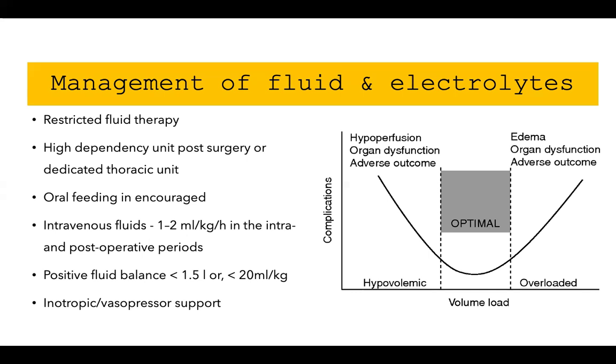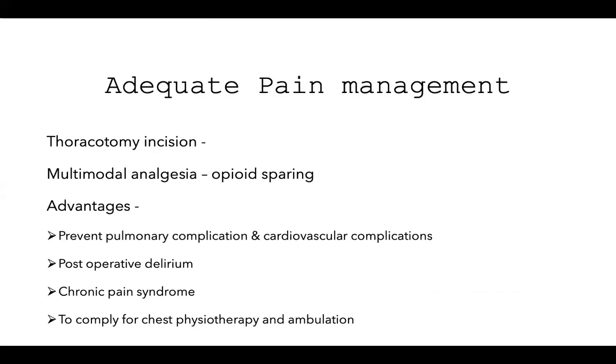We try to keep intravenous fluid at a maximum of 1 to 2 ml per kg per hour in the intra- and postoperative period, and we strongly try to avoid positive balance in the postoperative period. Studies have shown positive balance beyond 1.5 liters or 20 ml per kg is associated with poor outcome. And in between, if there is hypotension, and if we find that this is because of the anesthetic drugs or vasoplegia, then we consider a vasopressor.